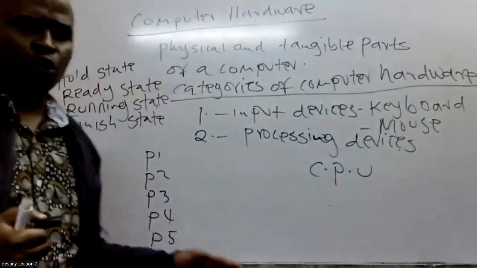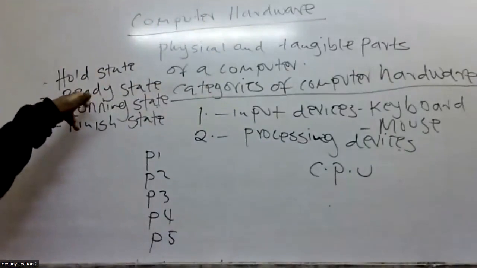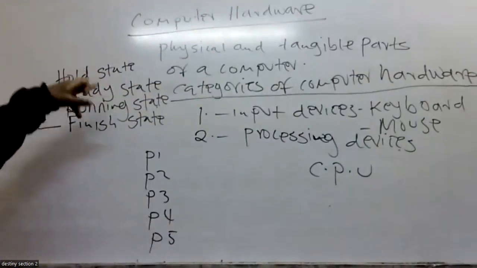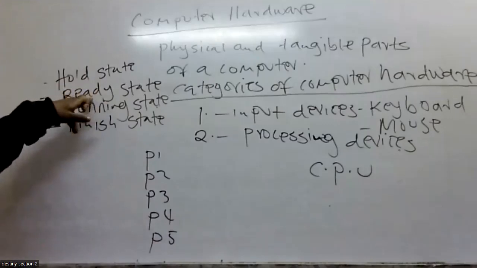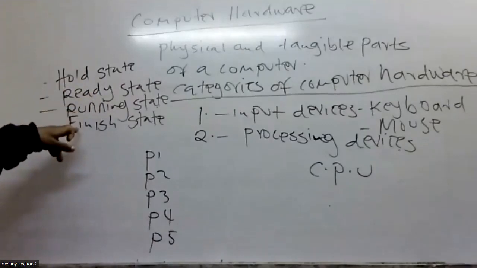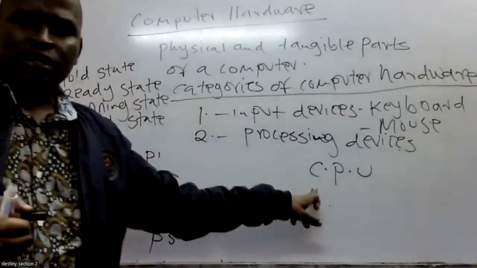These processes go to the ready queue. The ready queue is not in a hold state. It is waiting to run, and in order to run, it has to be assigned to the CPU.